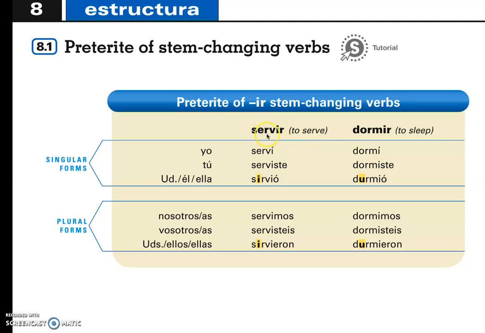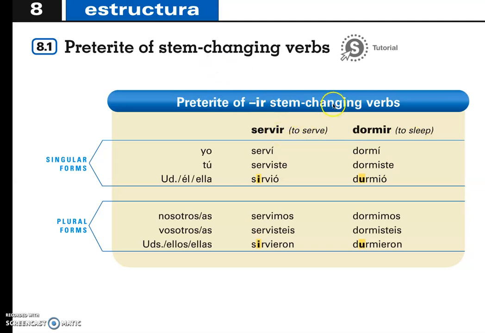So you say yo sirvo, tú sirves, él sirve, nosotros servimos, y ellos sirven. So that's where a stem change is, here in the present tense. Dormir is a stem change, an O to a UE, right? In the present tense, you say duermo, duermes, duerme, etc. Okay? So let's see what happens here in the past tense.